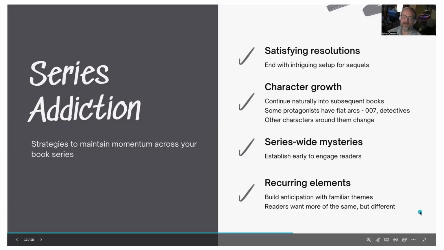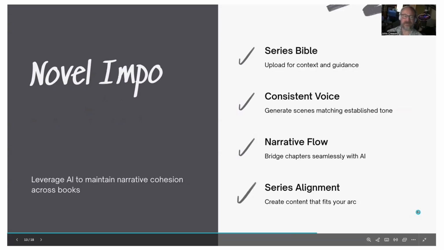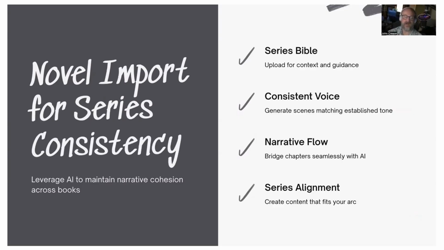And recurring elements, build anticipation with familiar themes. Readers want more of the same, but different. Look for templating your ideas, your story ideas. How do I write my next book? Use novel import for series consistency.